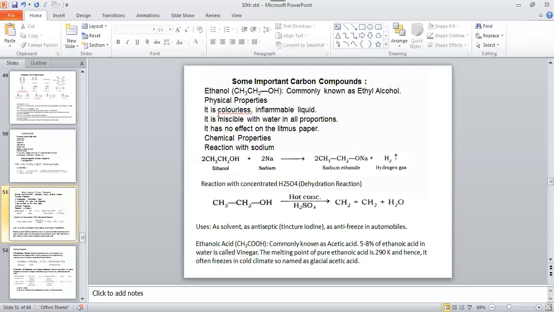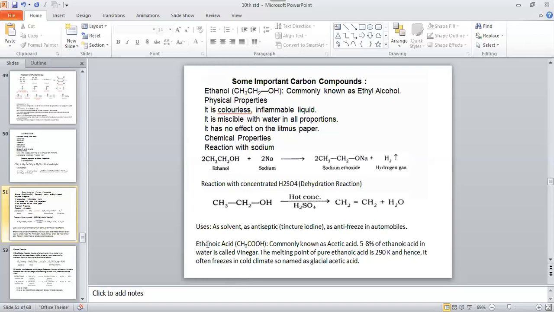Then uses of ethanol. It is used as a solvent, as an antiseptic in tincture of iodine, and as antifreeze in automobiles. So this is the first compound of carbon.